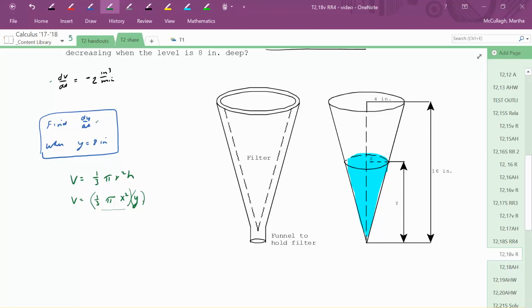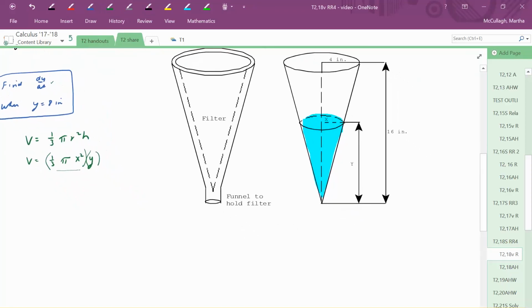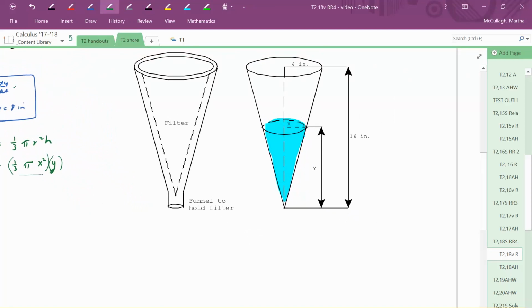I don't want to have an x in my derivative equation, so I need to find a way to eliminate that x. So what I'm going to do is come back over here and look at those similar triangles, like we had in yesterday's problem. We've got this similar triangle of x and y as 4 is to 16. So we can say that 4 is to 16 as x is to y.